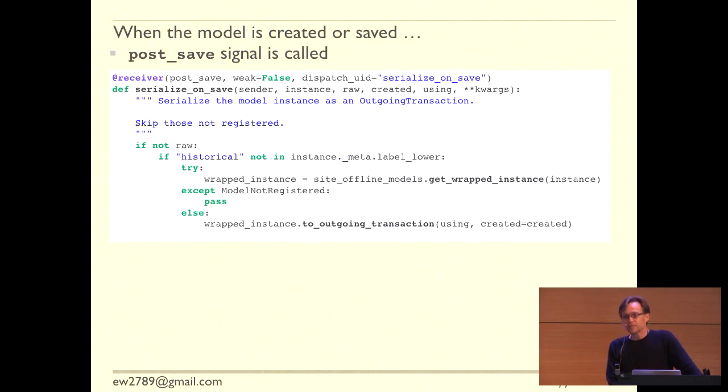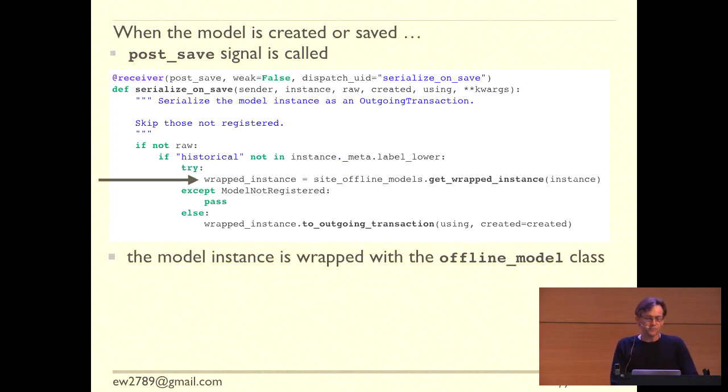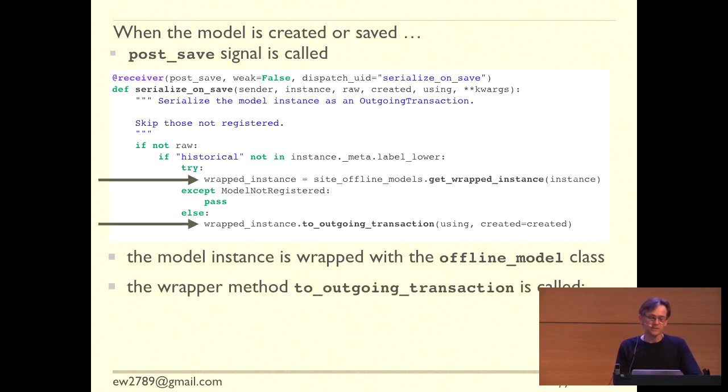And then the last thing is a post-save signal. For any model, every time you save it, it's going to inspect to see if that model by name is registered in the global, and if not, it'll just pass. Or if it is, then it's going to fire this to-outgoing-transaction method, and it will then serialize it and stick it in that outgoing transaction table.